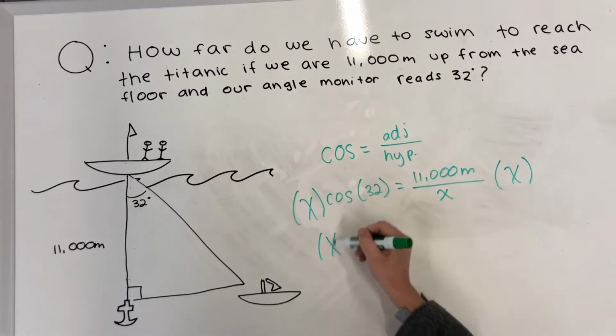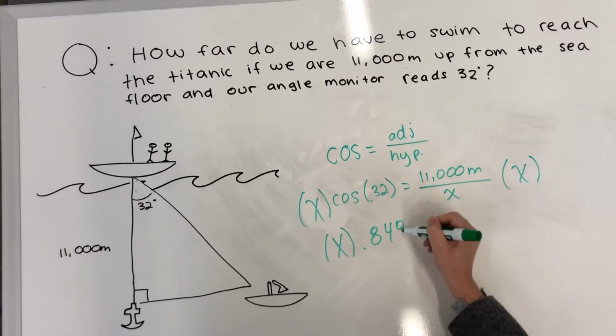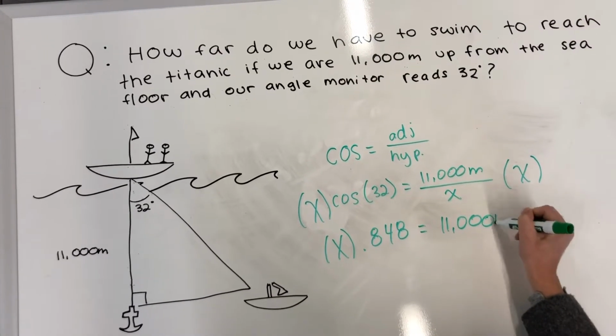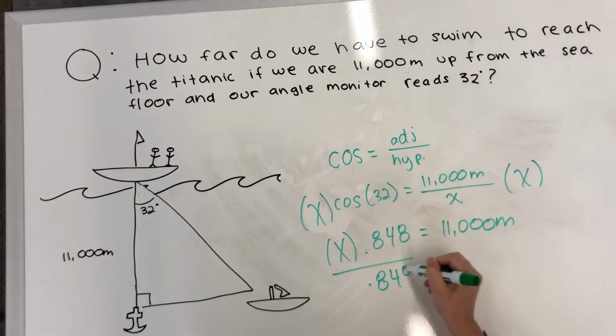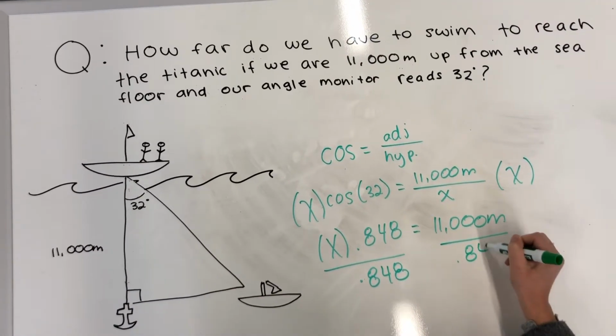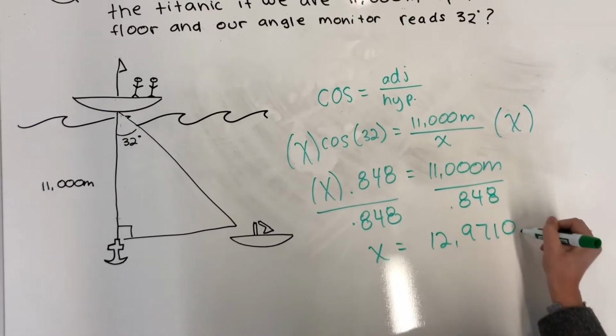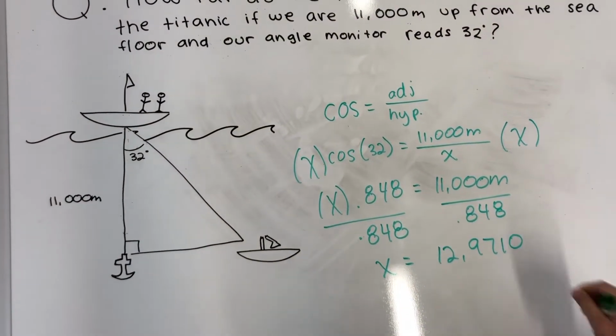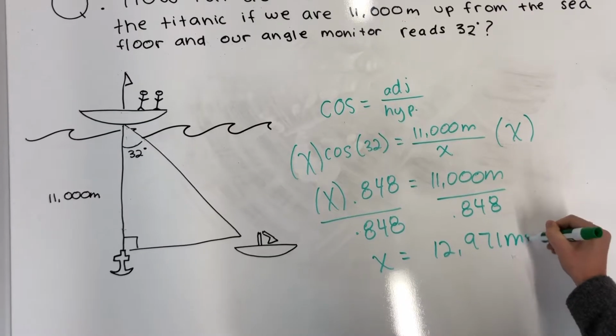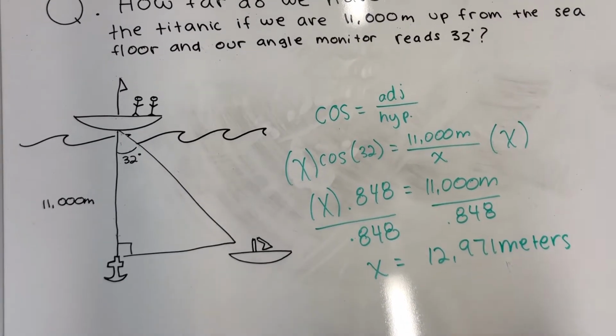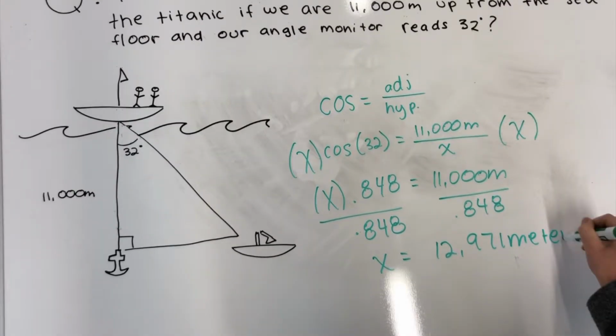The cosine of 32 is equal to 0.848, and then you multiply x on either side, and then divide by 0.848, which gets you to x is equal to 12,971 meters. So this means that we have to swim 12,971 meters to reach the boat. And we use this answer in our next problem.